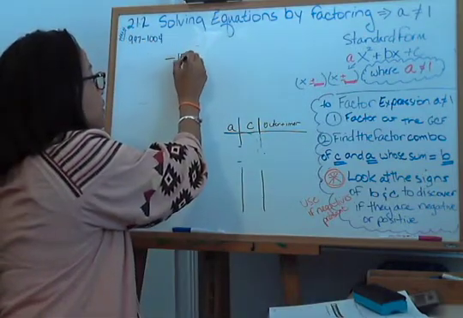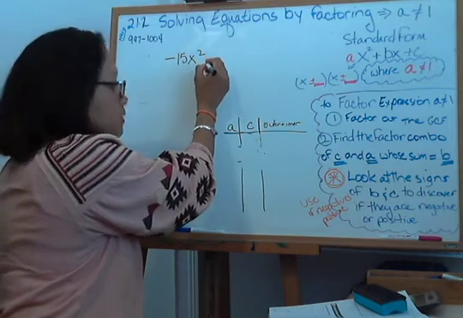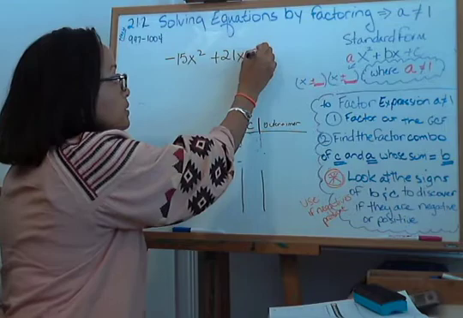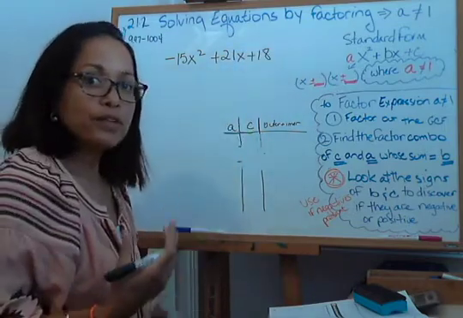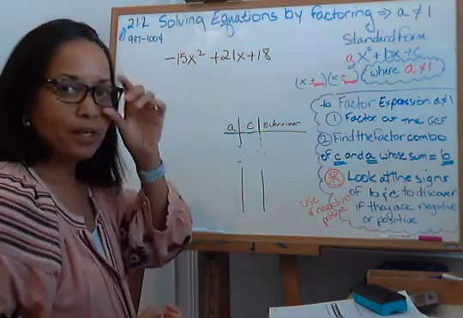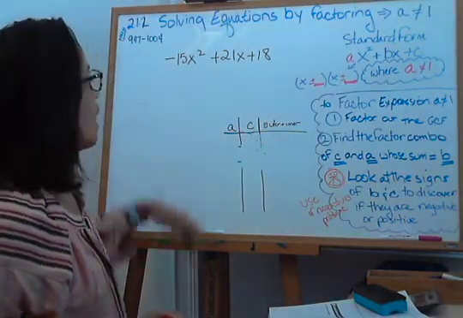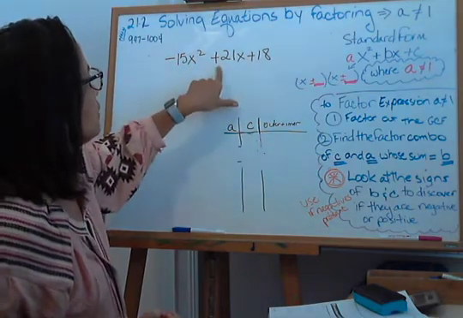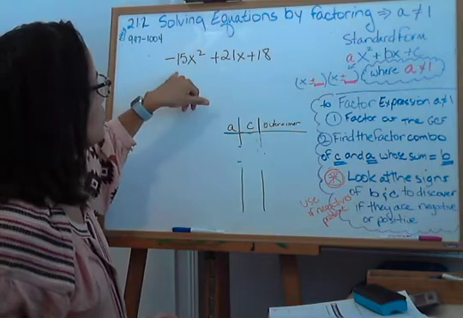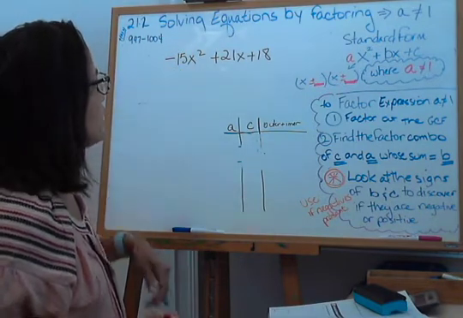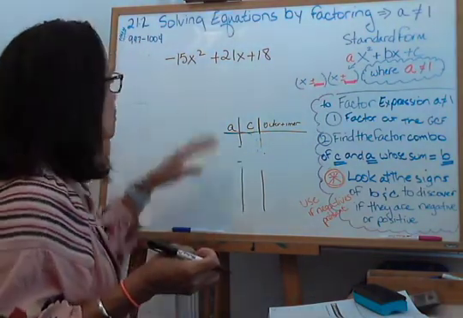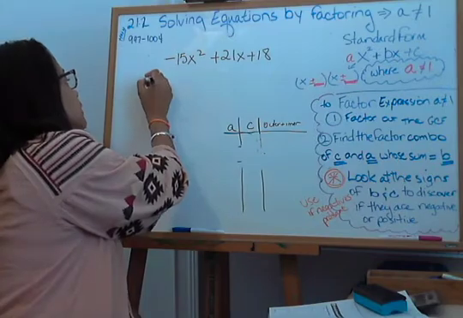Negative 15x squared plus 21x plus 18. On this one, the negative is in front of the x squared, which we really don't like. We kind of always want to have a positive x squared. So I'm going to see if I can factor anything out. I have 15, 21, and 18. Well, 2 can't go into this, but 3 can. But I'm not going to just factor out the 3. I'm going to factor out a negative 3, which will give me a beautiful positive x squared.